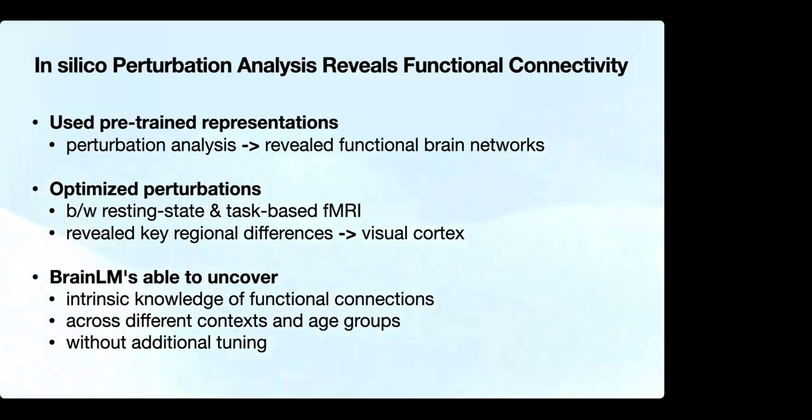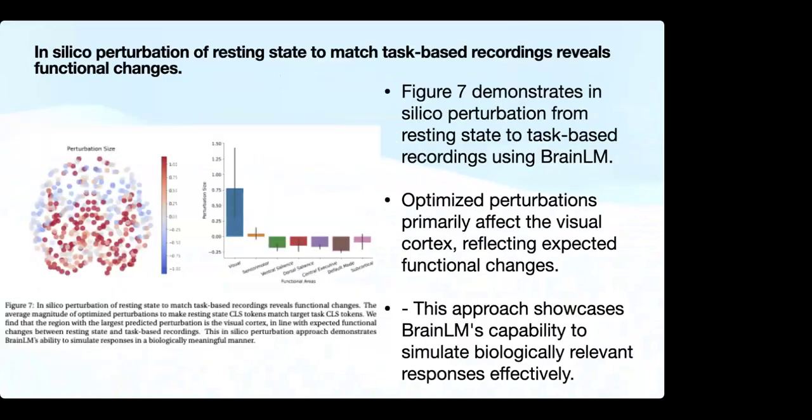So I think there's going to be maybe some images on the next slide of this result. But basically they're saying the fact that they found this with their perturbation analysis shows that their model is able to uncover these intrinsic knowledge of functional connections across different contexts and age groups. So they're saying they were able to do this without additional tuning using their perturbation function.